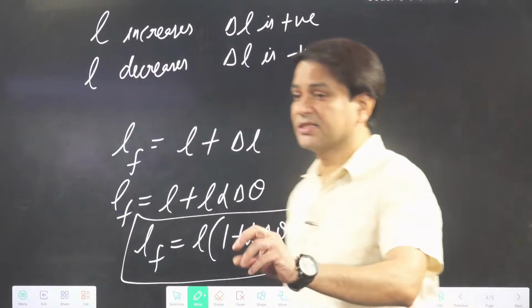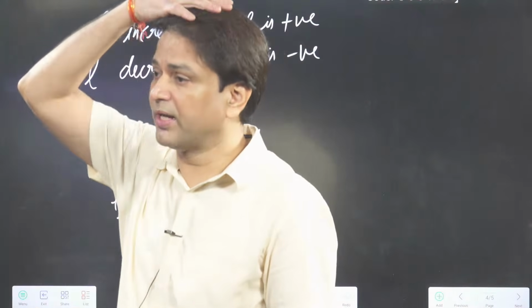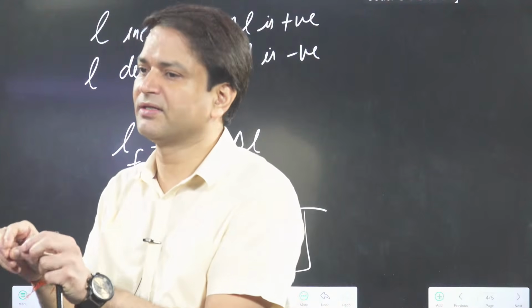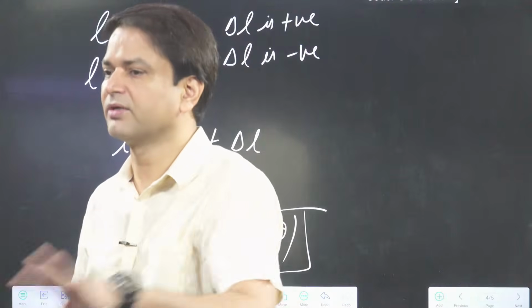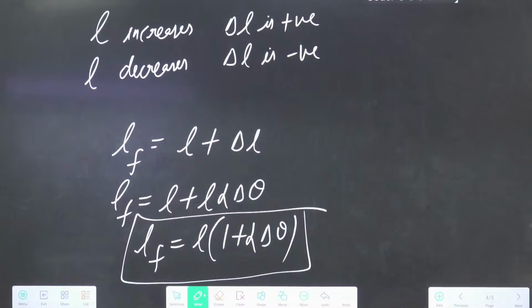Why I'm explaining these small things, sign and all, is because of sign mistakes. You will write everything, the formula, everything correct, but if you put the variable sign opposite, then the whole answer will change. I will show some example also.